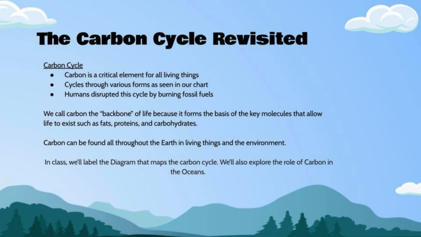And then last but not least, we're going to look a little bit more at the carbon cycle again. So remember, carbon is a critical element for all living things. Caveat, there's a few exceptions out there in the world. And it cycles through various forms, as you can see in the chart in your book. Humans often disrupt this cycle by burning fossil fuels or other things that cause climate change.